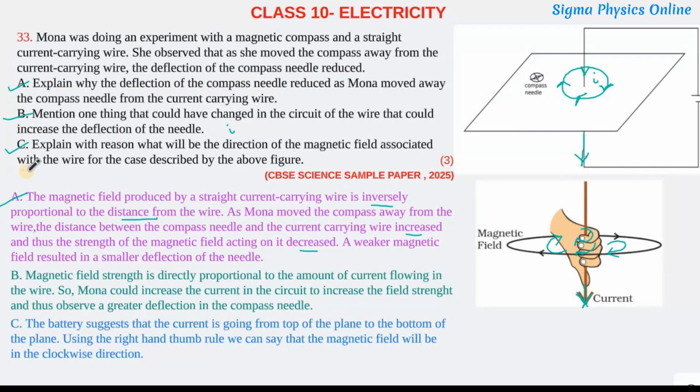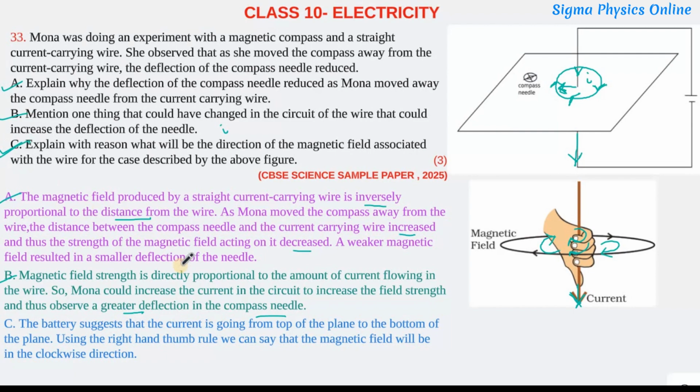The second question is, mention one thing that could have changed in the circuit of the wire that could increase the deflection of the needle. There is another way by which we can increase the magnetic field strength, and that is by increasing the amount of current. The answer to this question should be, the magnetic field strength is directly proportional to the amount of current flowing in the wire. So Mona could increase the current in the circuit to increase the field strength and thus observe a greater deflection of the compass needle. So increasing the amount of current will result in an increased value of magnetic field strength and a greater deflection in the compass needle.